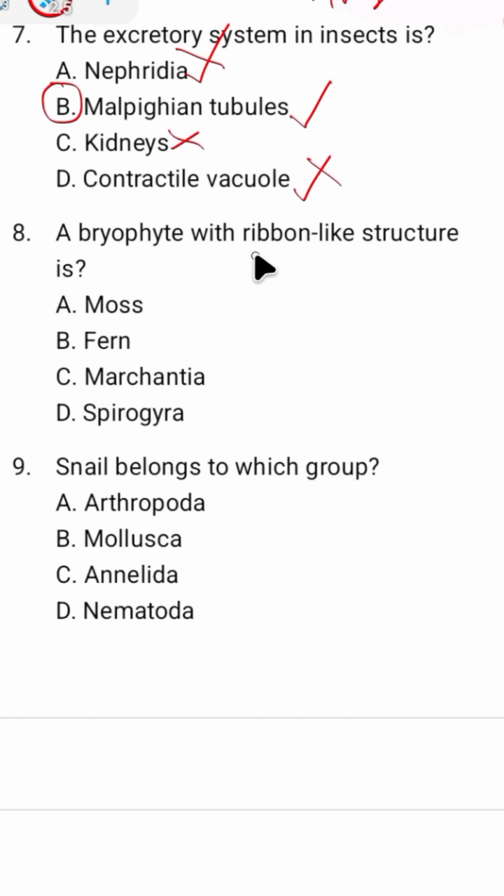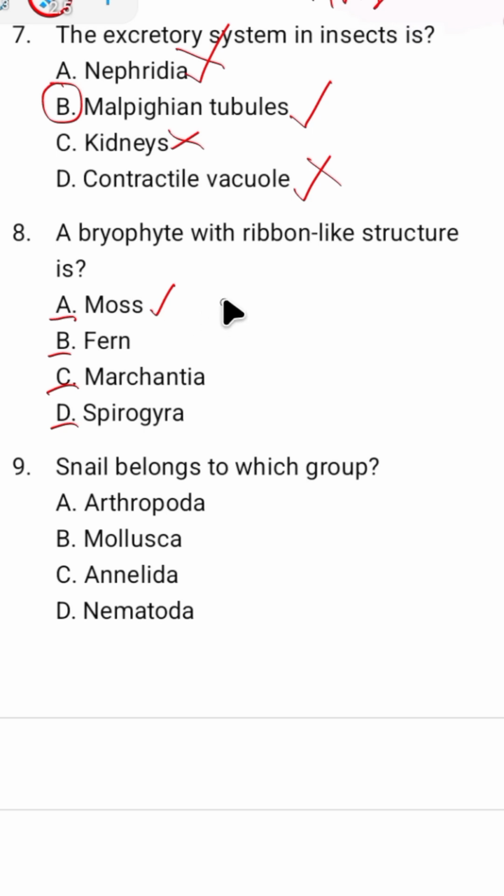For the next one, a bryophyte with ribbon-like structure is dash. So you have moss, fern, marchantia, and spirogyra. Now let's take them one by one. Moss. So moss is actually the singular form. The plural form is mosses. So mosses are actually bryophytes. It belongs to the Bryophyta family.